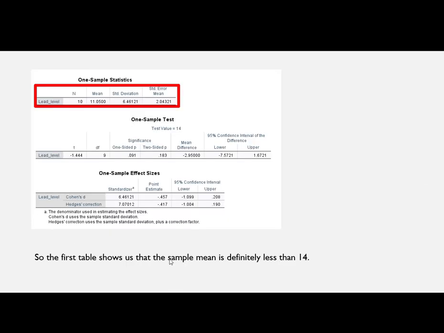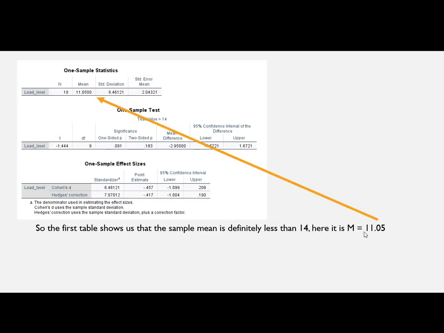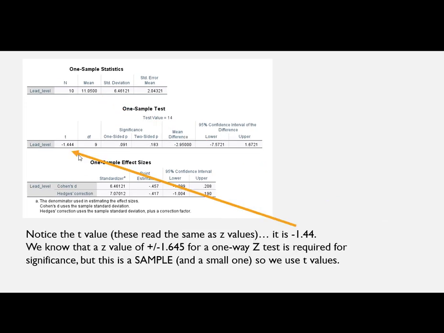I'll talk about that in a minute. Okay, so the first table shows us that the sample mean is definitely less than 14. Our sample mean is 11.05, or 11.1 if we round. Now we look to the t statistic. Our t is negative 1.4, right? We know that a z-value of plus or minus 1.645 for a one-sided z-test is required for significance, but this is a sample and a small one, so we use t-values.